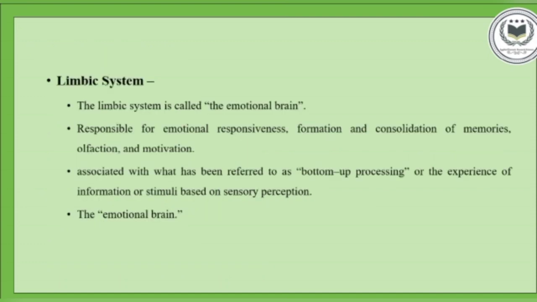Next is the limbic system. It is a collection of structures involved in processing emotions and memories, and it includes the hippocampus, amygdala, and hypothalamus. So the limbic system is also called the emotional brain. It is responsible for emotional responsiveness, formation and consolidation of memories, olfaction, and motivation, associated with what has been referred to as bottom-up processing, or the experience of information or stimuli based on sensory perception. So basically it is called the emotional brain.